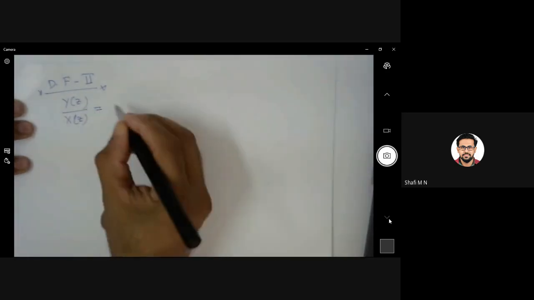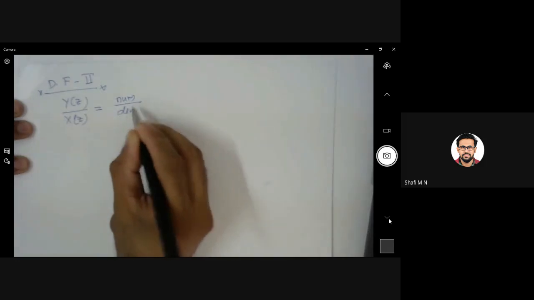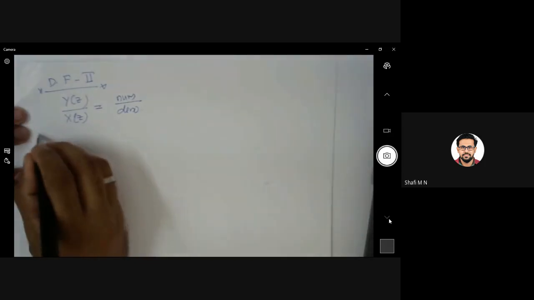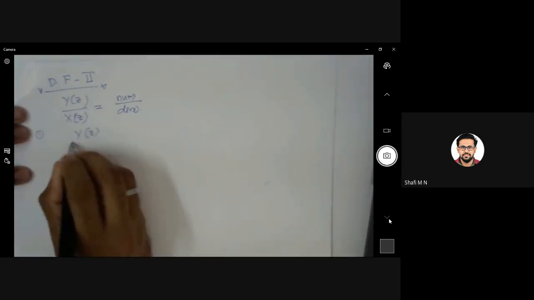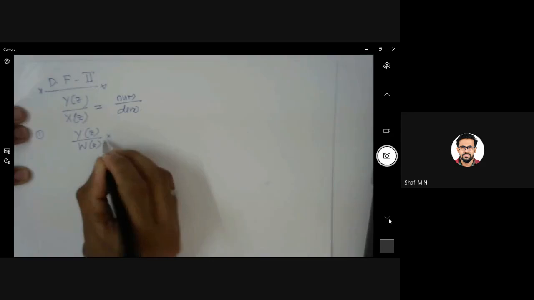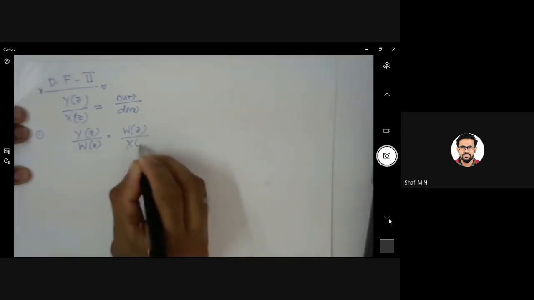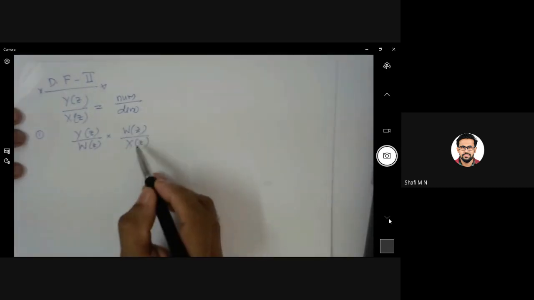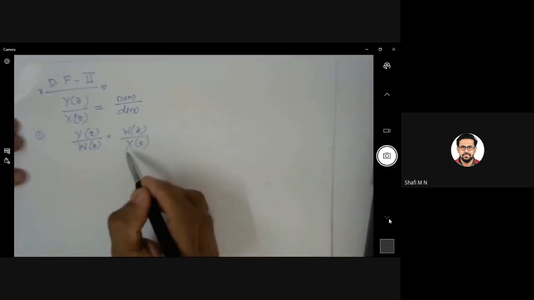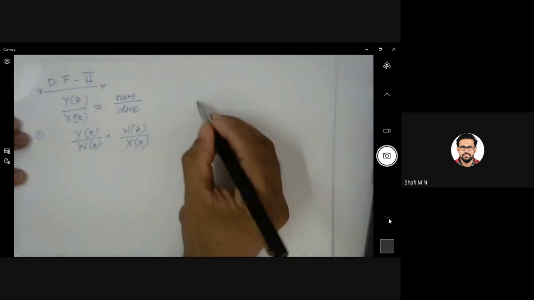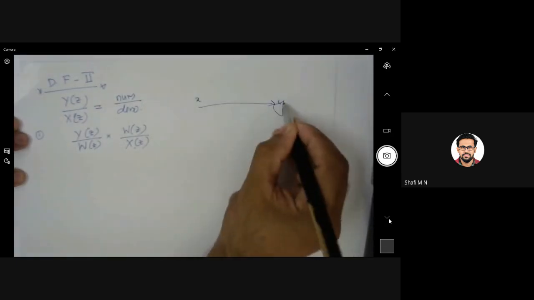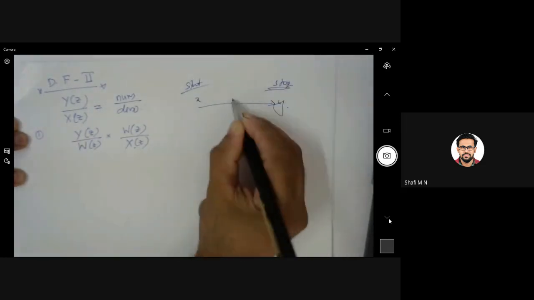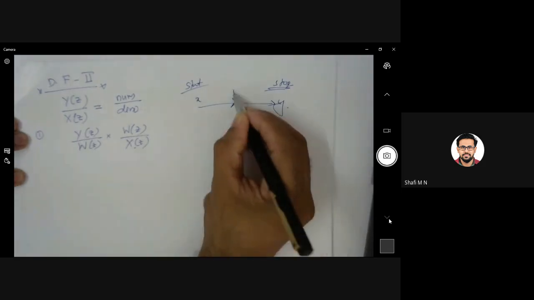So this will have a numerator and denominator, isn't it? The first thing you have to do is split it like this: y of z by w of z into w of z by x of z. As we have seen earlier, w is a stopping point between x and y. This is like a journey. You start your journey from x and your destination is y. So this is the start and this is the stop, and in between you take a resting point, that is referred to as w.